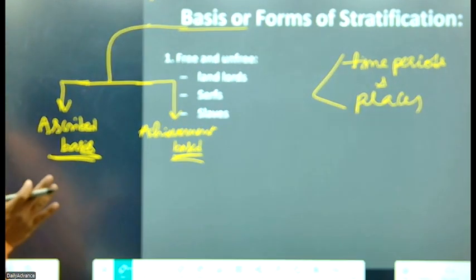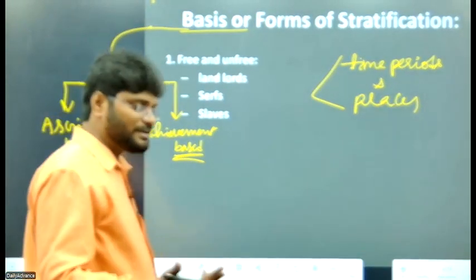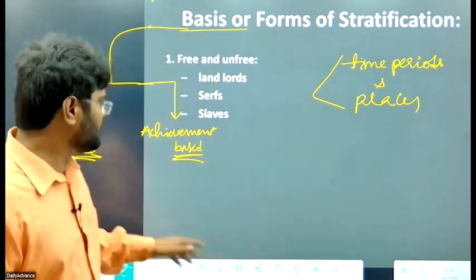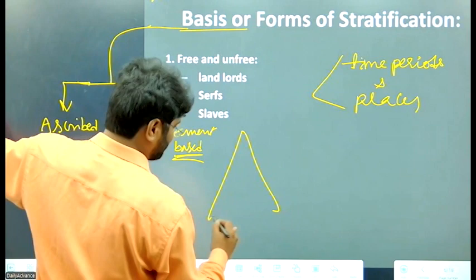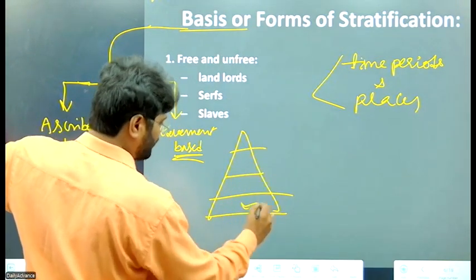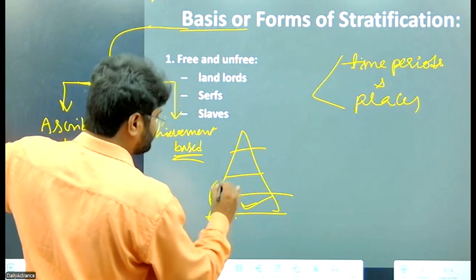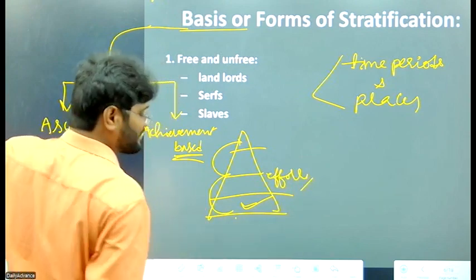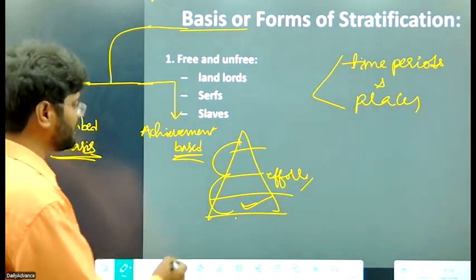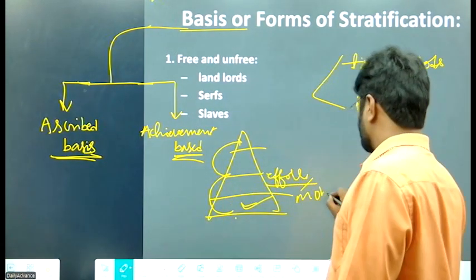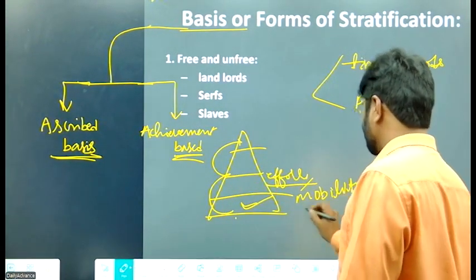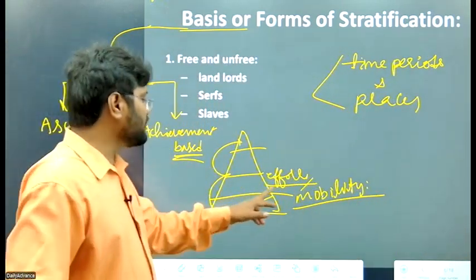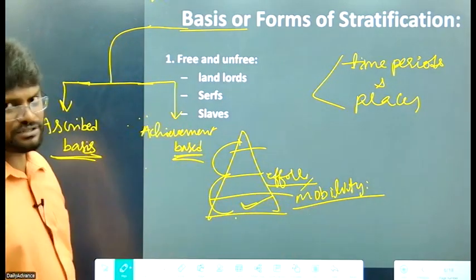Here a person born into some layer could change his position in the stratification. That means if a person is born in the lower layer of a hierarchical arrangement, he could change his position to middle or upper based on his efforts, skills, training, and so on. That means mobility. A society that has stratification but allows mobility from higher to lower or lower to higher, we call an achievement-based stratified society.